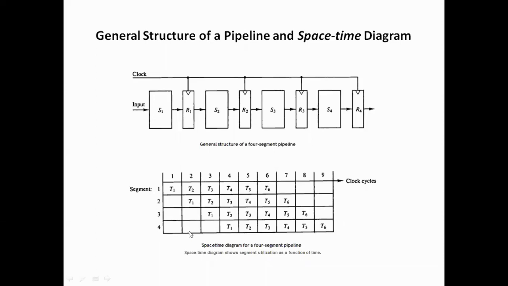So this way, this table tells us that 6 tasks in a 4 segment pipeline will be completed in 9 clock cycles. Fine. Likewise, we can take any example, any number of segments, any number of tasks, and see in how many clock cycles that will be done by just drawing this table.